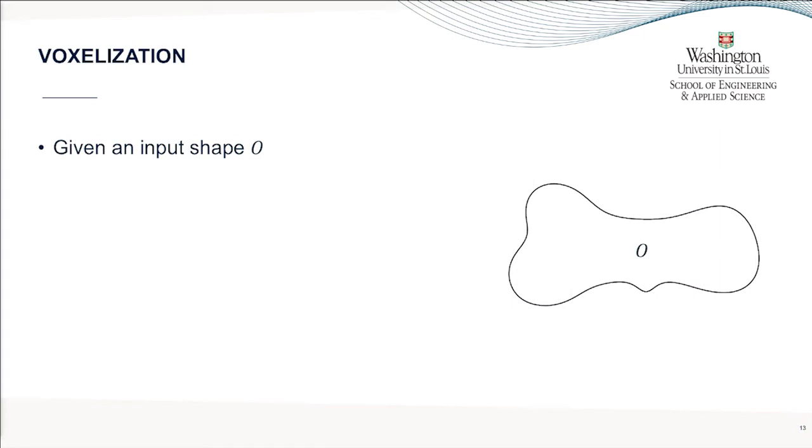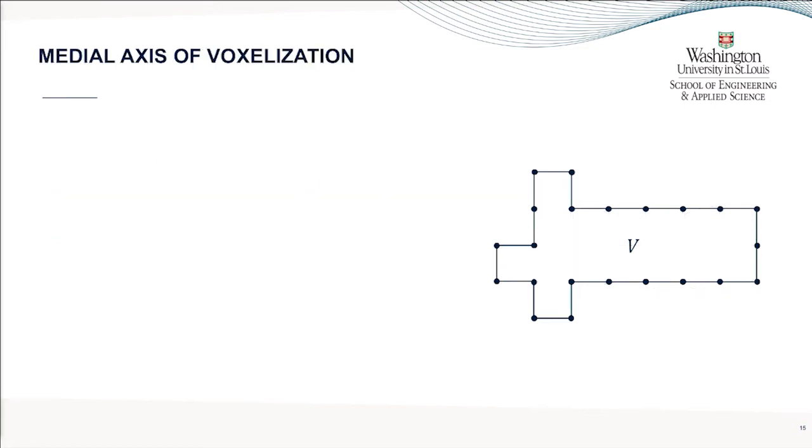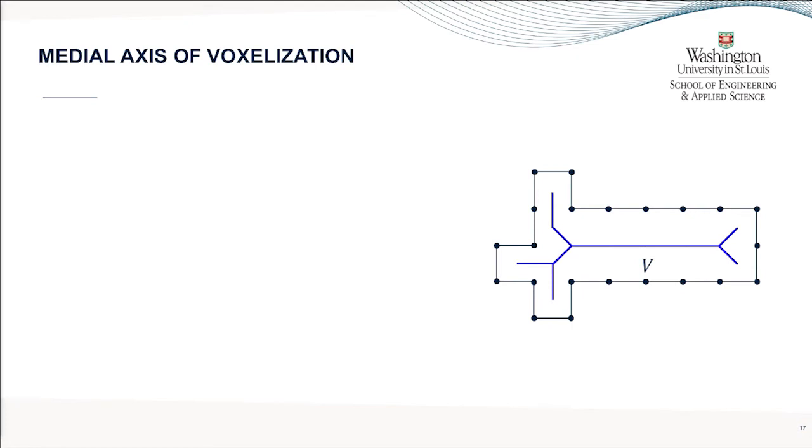So given a shape whose medial axis we want to approximate, we define voxelization as a union of voxels whose centers are in the shape. You might also have heard of the notion of Gauss digitization, and this is the same thing. To approximate the medial axis of the original shape, we first start by looking at the medial axis of this voxel shape. It turns out that there is a really simple and accurate way of approximating the medial axis of this blocky shape. What you do is take the Voronoi diagram of the boundary vertices and only keep the part that's inside the voxelization.